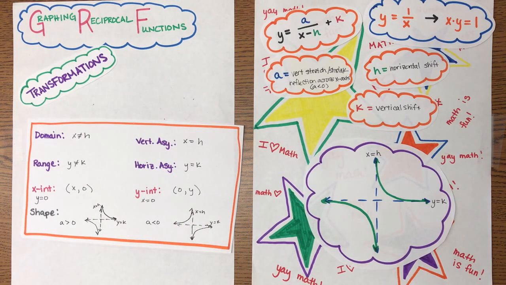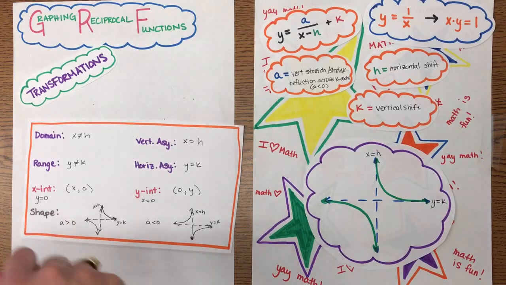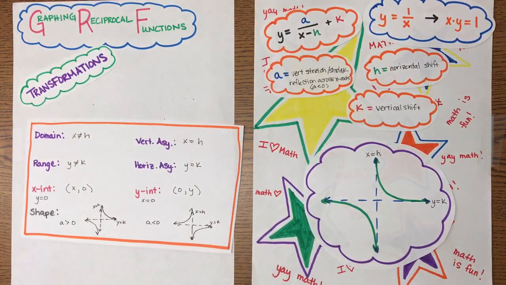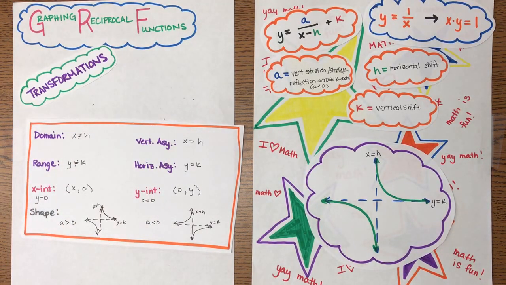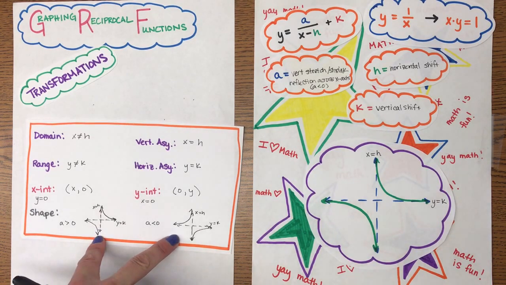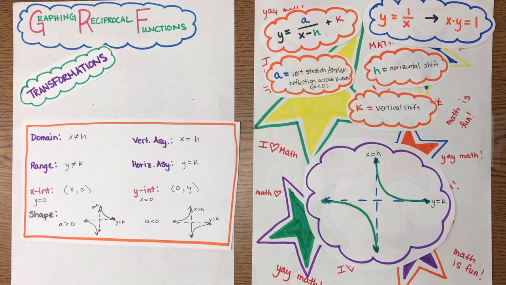Once I know that information, once I have this idea of what's happening, these graphs become really easy. We're just going to identify a, h, and k. h and k will give us our asymptotes. Our value of a will let us know what shape we're looking for, and then we can go ahead and make a table of values with 3 points in each section of the graph.